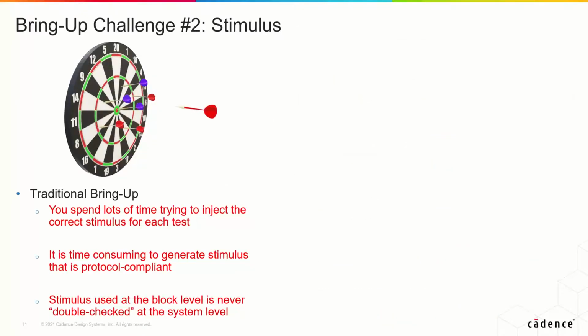Second challenge here is bring up stimulus. In traditional bring up, people spend a lot of time trying to inject the correct stimulus for each test. It is time consuming to generate the stimulus, especially if it has to be protocol compliant. And stimulus used at the block level is never really double checked, right, at the system level.